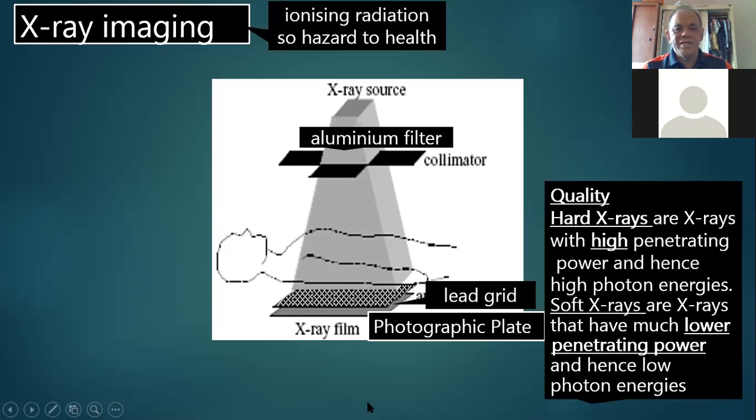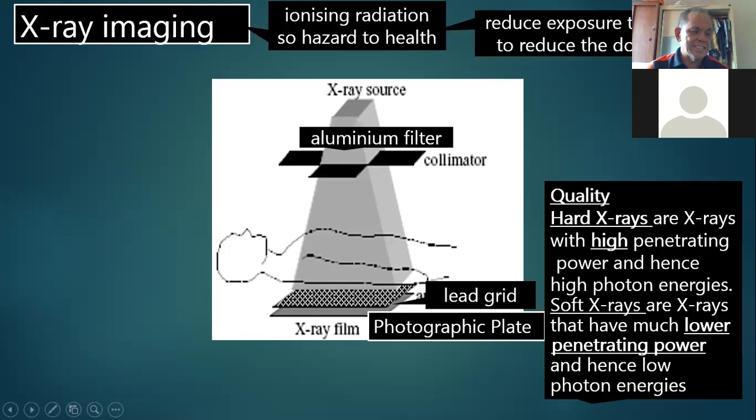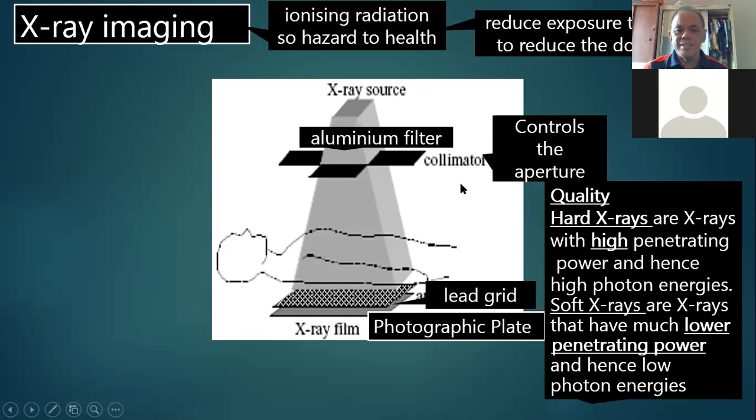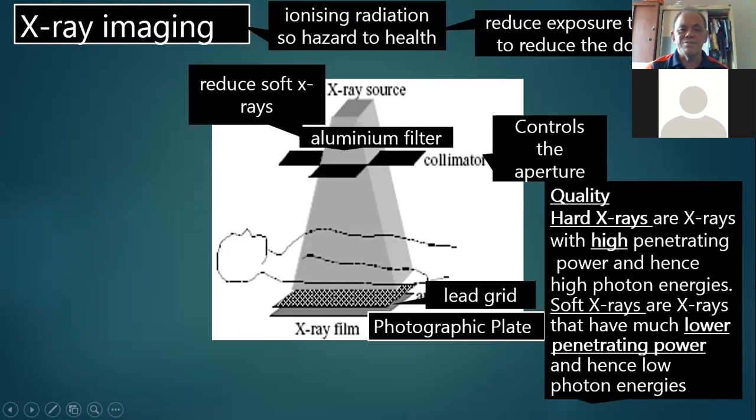And then we know that X-ray radiation is a hazard to health. Dangerous. So we want to keep exposing ourselves as little as possible. That's why we don't spend a long time when we X-ray our chest, just as short as possible. Collimator controls the size of the aperture, the hole where the X-ray passes through. Aluminum filter to reduce the soft X-ray.